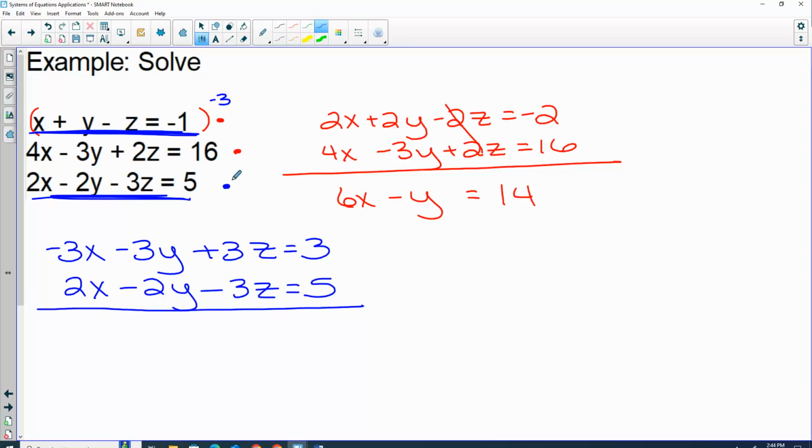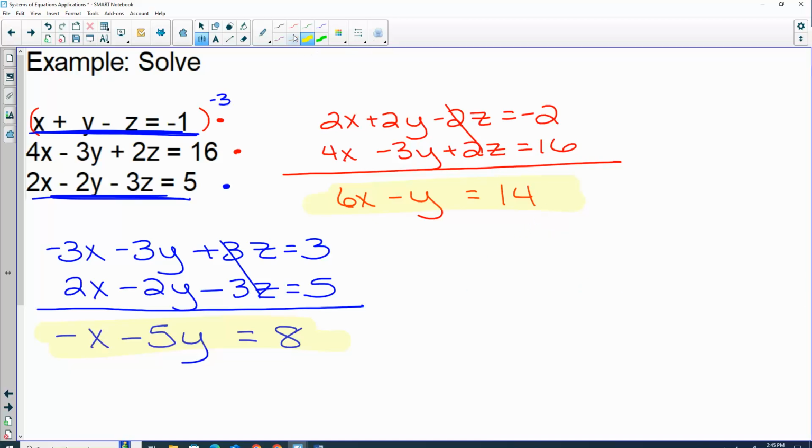I did the first and second and got rid of z. Now I'm doing the first and third and getting rid of z. Add those together, I get negative x minus 5y equals 8. How does this help me? We now have two equations that have two variables. Can I put those together?